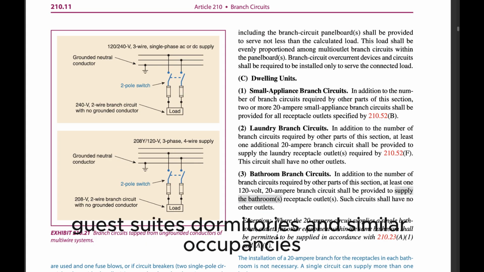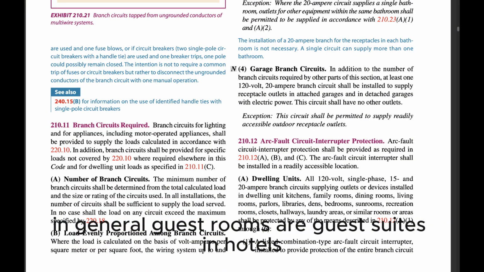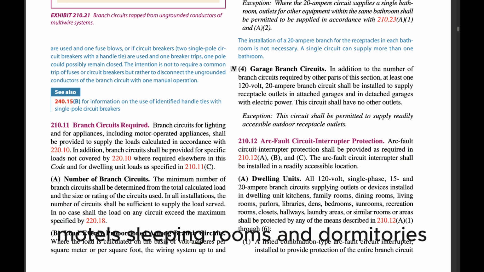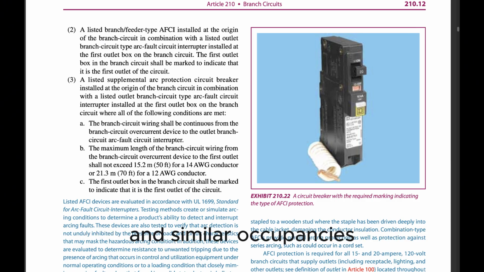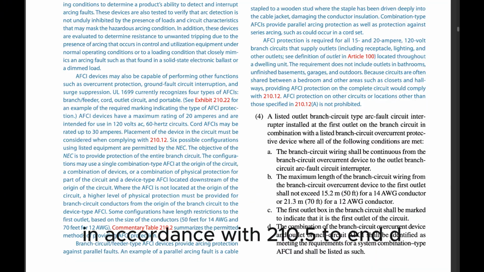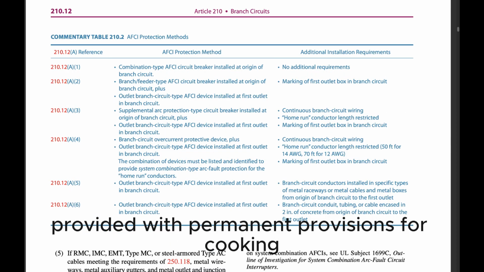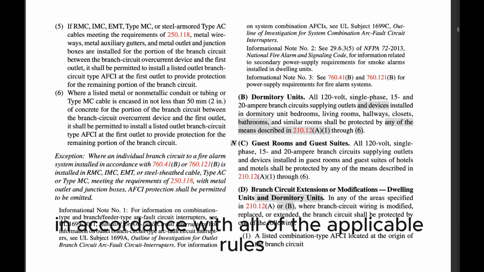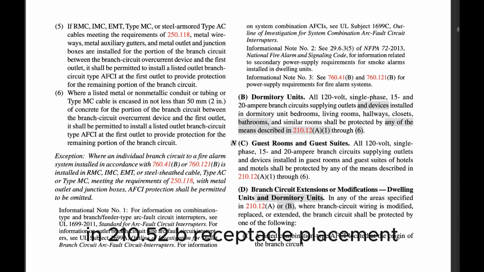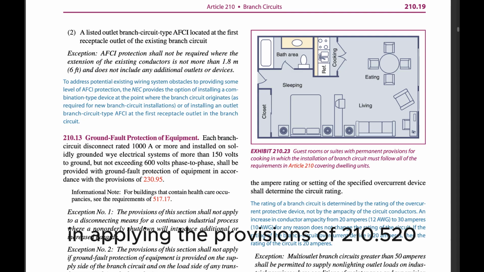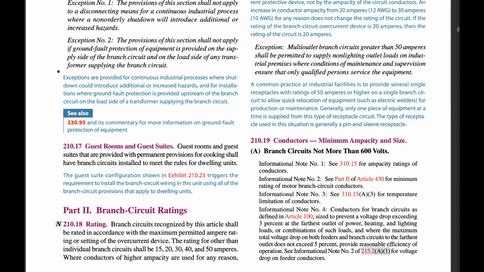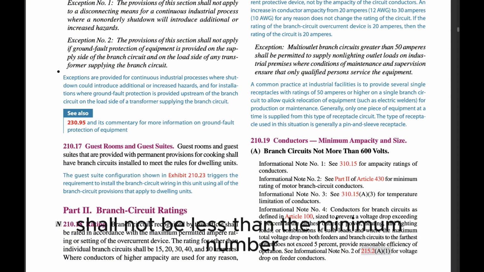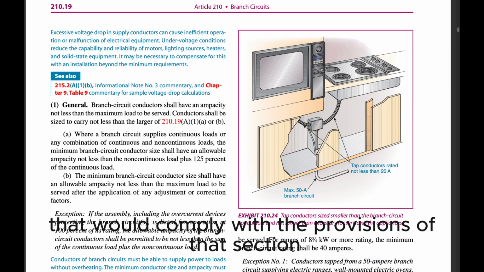210.60 Guest rooms, guest suites, dormitories, and similar occupancies. (A) General. Guest rooms or guest suites in hotels, motels, sleeping rooms in dormitories, and similar occupancies shall have receptacle outlets installed in accordance with 210.52(A) and (D). Guest rooms or guest suites provided with permanent provisions for cooking shall have receptacle outlets installed in accordance with all of the applicable rules in 210.52. (B) Receptacle placement. In applying the provisions of 210.52(A), the total number of receptacle outlets shall not be less than the minimum number that would comply with the provisions of that section.